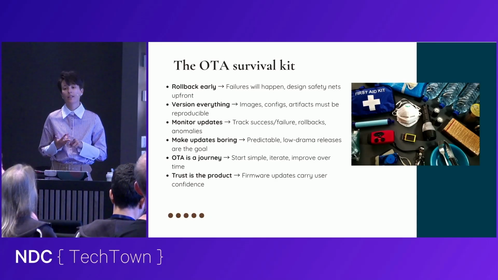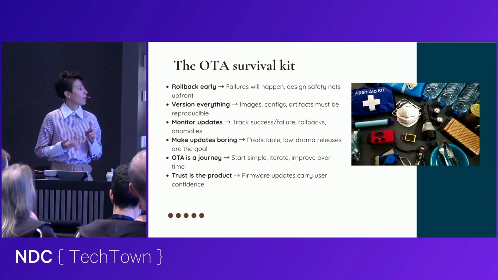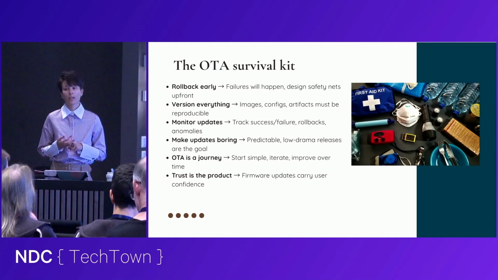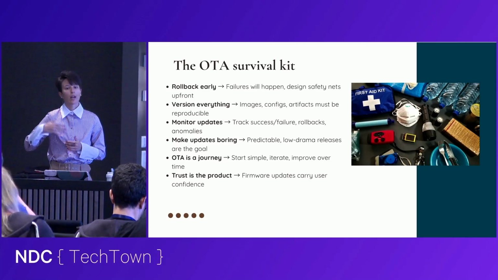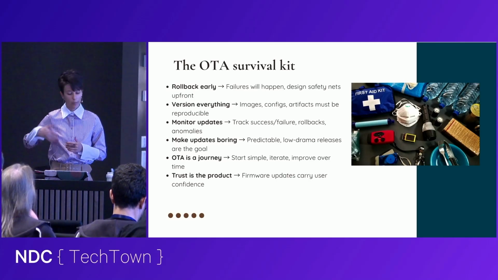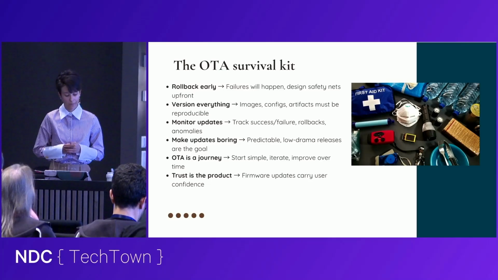Remember, OTA is a journey. So start simple. Start with application updates, and then over time grow to full system images. Or start with manual updates, and over time grow to automated or phased rollouts. If you start with all of the features available as soon as you want to implement OTAs, I think that's a recipe for a disaster. So for that reason, start simple, and over time it will grow, it will become more stable. But for this, you need to plan early.